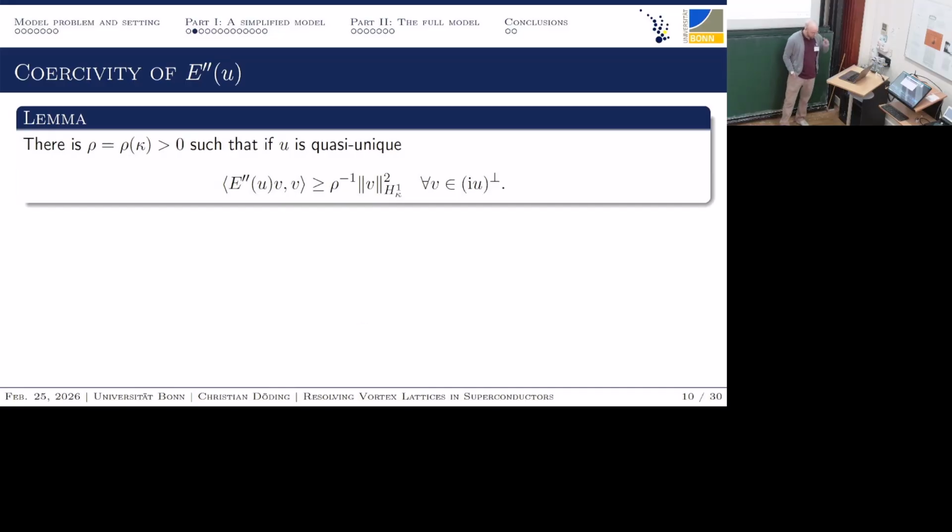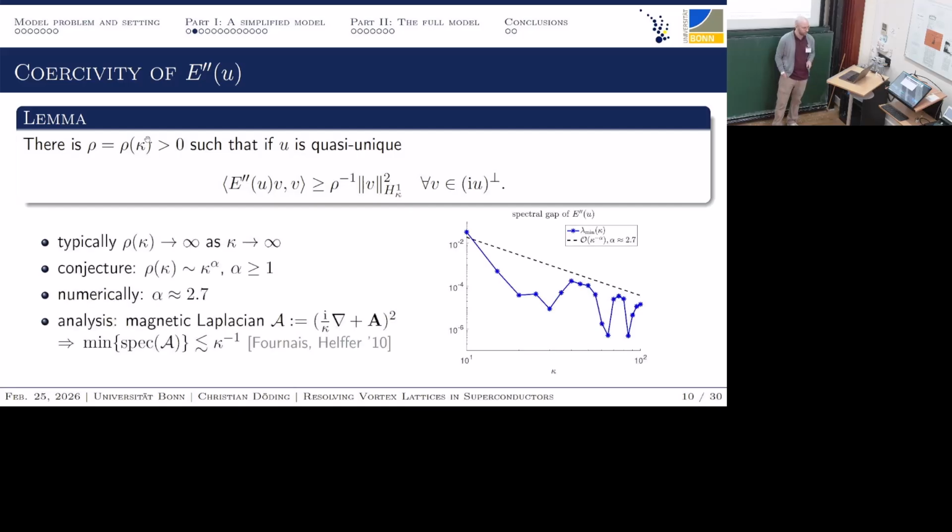And the first observation that we make, from this assumption that the minimizer is quasi-unique, is that you can actually observe that the bilinear form induced by the second derivative here is coercive. Meaning there is a coercivity constant denoted by 1 over rho. And this coercivity is with respect to the H1 kappa norm here. But the important observation is that this rho here strongly depends on kappa. Namely, the coercivity constant goes to 0 as kappa goes to infinity, or in other words, rho goes to infinity as kappa goes to infinity.